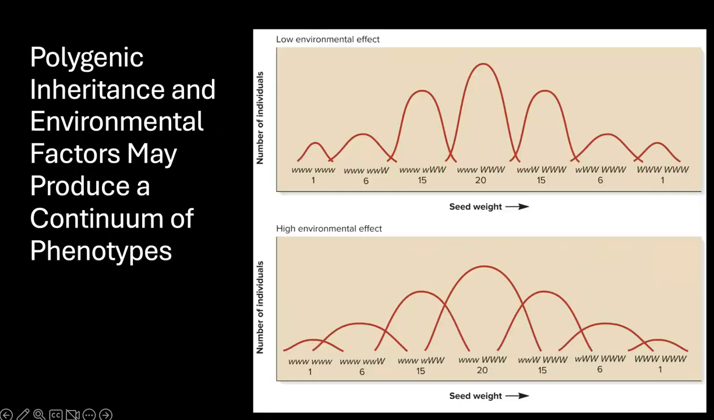When traits are controlled by multiple genes, so more than one gene plus the environment, as shown here with a three gene influence plus environment, it can be difficult to near impossible to categorize them into discrete genotypic and phenotypic categories. And for these traits, we often need to use mathematics to unravel the relative contributions of genetics versus the environment.